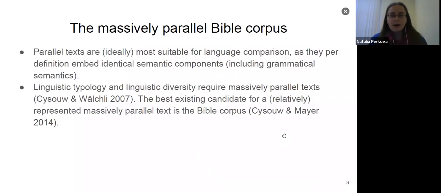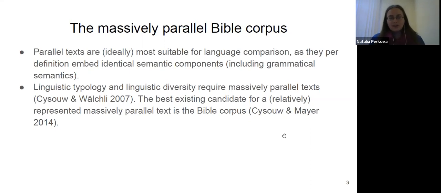The massively parallel Bible corpus, which is used in this study, is just one of the types of parallel corpora, which is a good case for language comparison, because parallel texts ideally, per definition, embed identical semantic components, including grammatical semantics. This is, of course, very much dependent on the quality of translation, but still it's a solution for the problem of linguistic comparability.